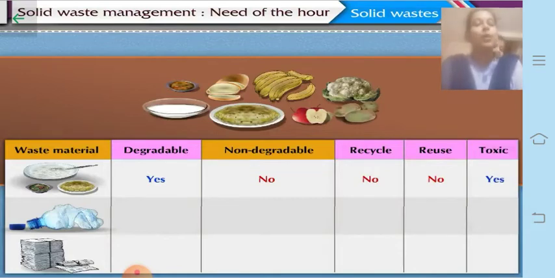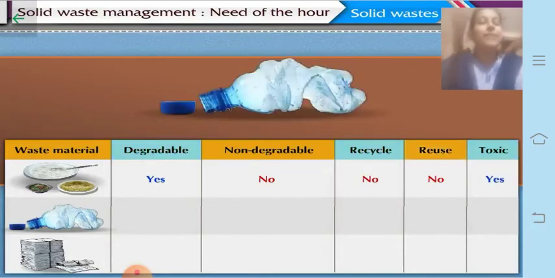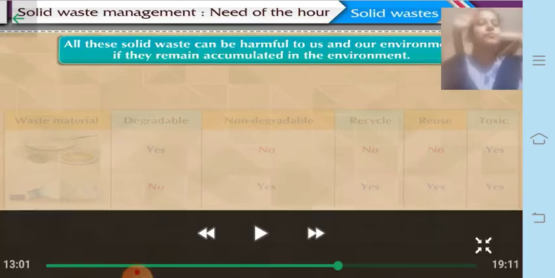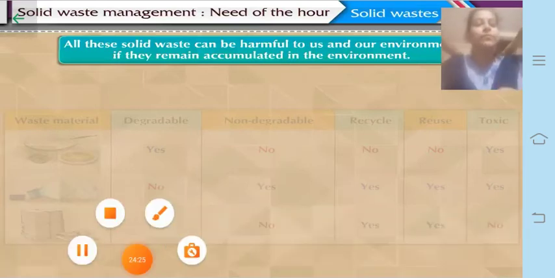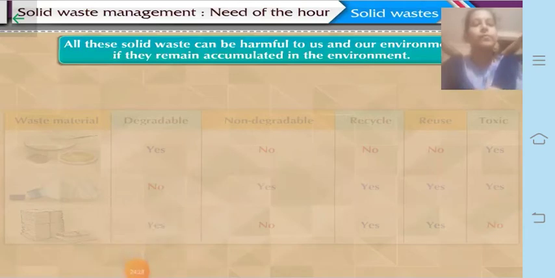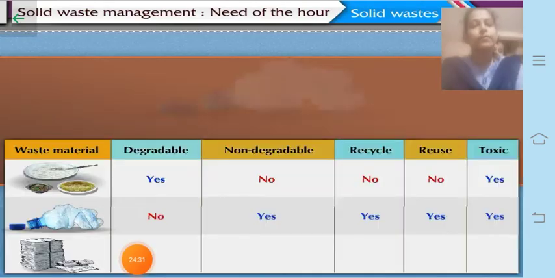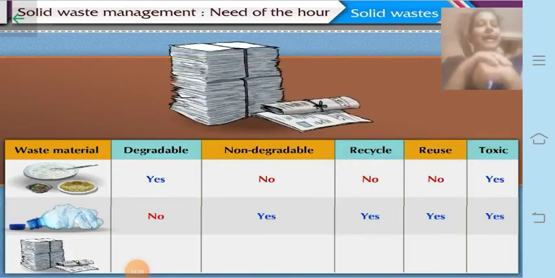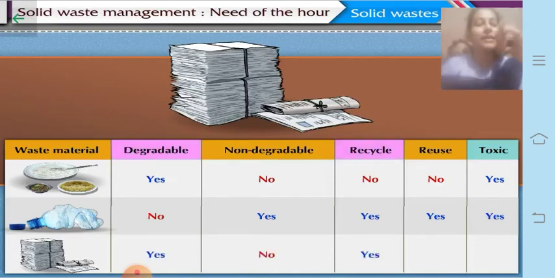Then the second one is the plastic material, like plastic bottles. They are non-biodegradable, non-recyclable, and toxic in nature. Then, in the third case, the heaps of paper. Yes, of course they are degradable. They can be recycled and reused, and they are non-toxic in nature.